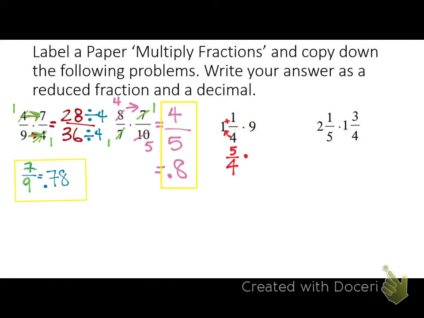So you always keep the denominator the same. And then times 9. What do I do to multiply a fraction by a whole number? Put it over 1. And then do the same thing. You can see if you can cross-cancel. The only thing you have is 4 and 9. Is there a number both 4 and 9 are divisible by? No. And 5 and 1, no. So multiply straight across. You get 45. And then 4 times 1 is 4. What is this as a decimal?